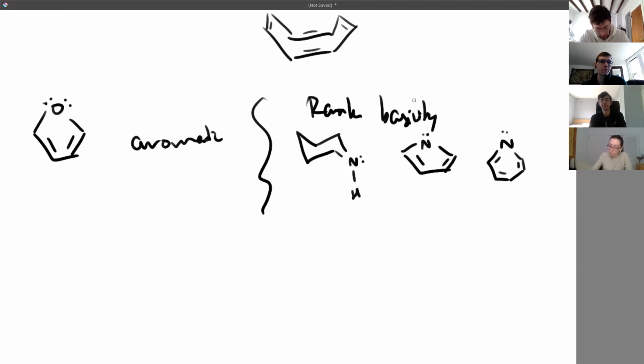I think the pyrimidine is going to be pretty basic. Okay. What makes you say that? Because the nitrogen's got a lone pair that can contribute to basicity because it's attached to a double bond. Okay, so it has this lone pair, and this lone pair is orthogonal.